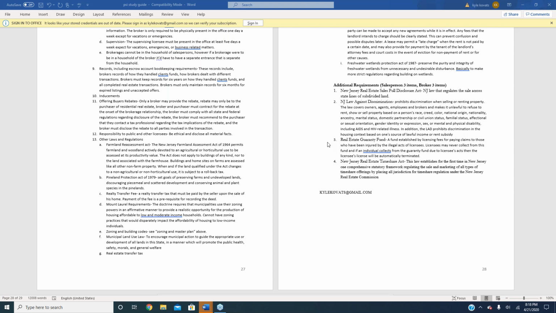Are rebates common? No, rebates are very uncommon. I've personally never seen them on a deal. What grade do you need to pass the school test? 70%. 70% on both the school and state exam.